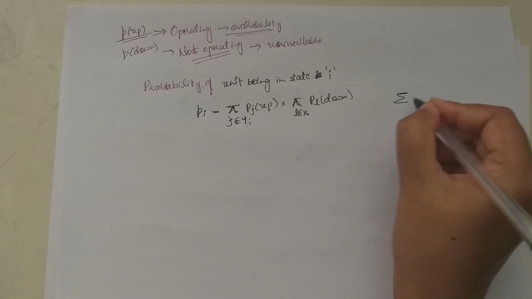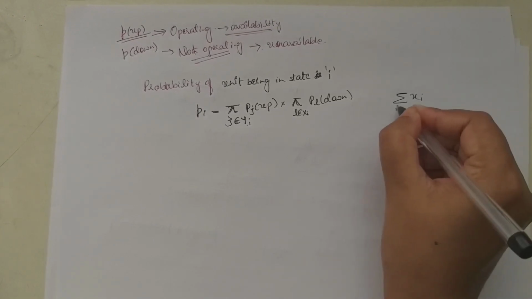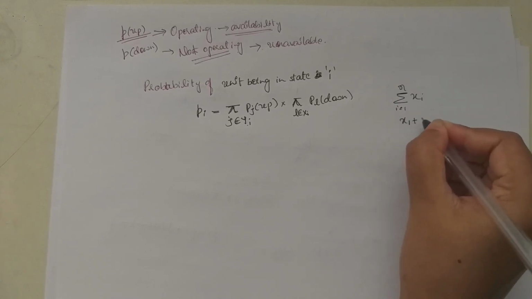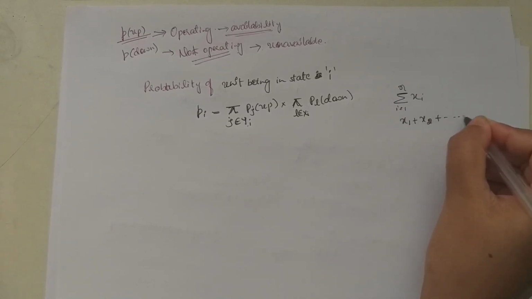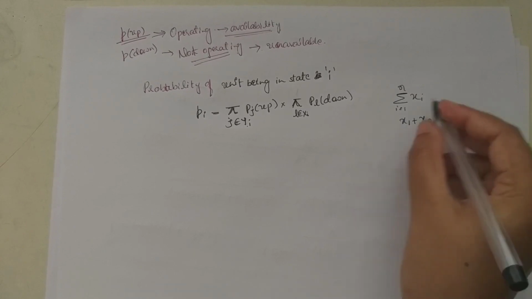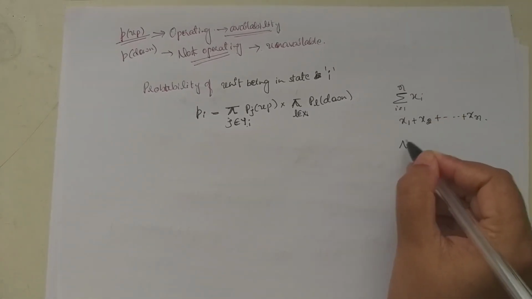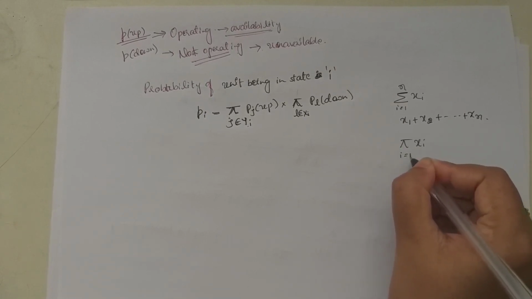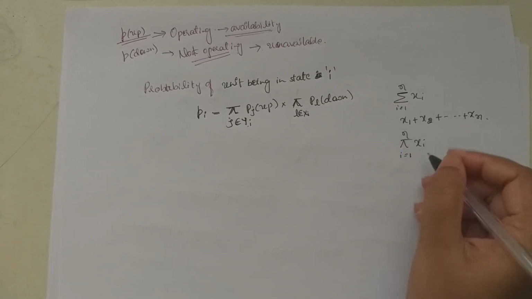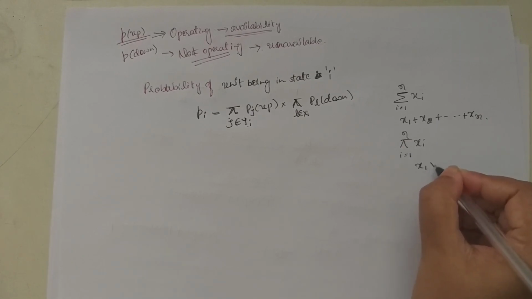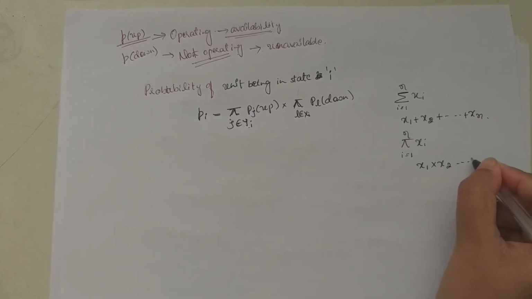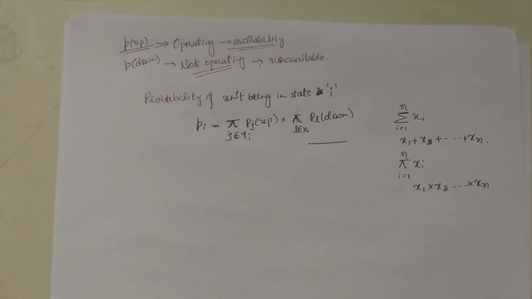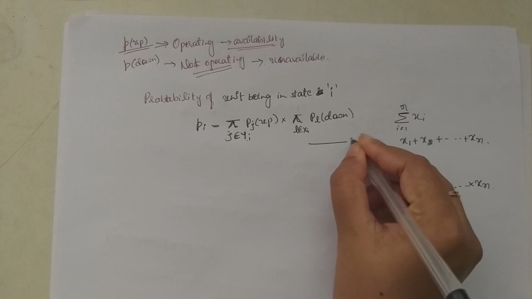We know that summation of x i, where i varies from 1 to n, means what? We have to add x1 plus x2 plus so on x n, correct? So instead of summation, if we have product of x i, i is equal to 1 to n, then what does it mean? x1 into x2 so on into x n. Take it as equation 3.